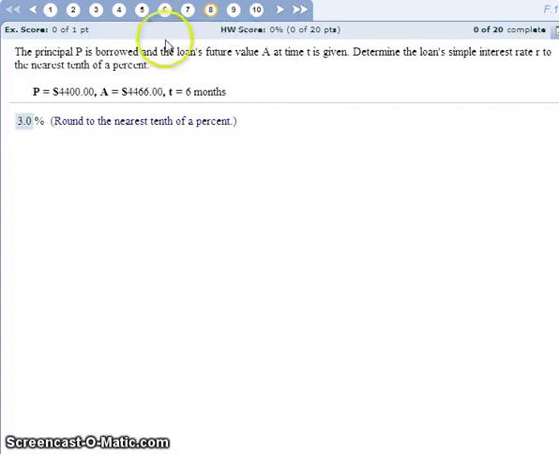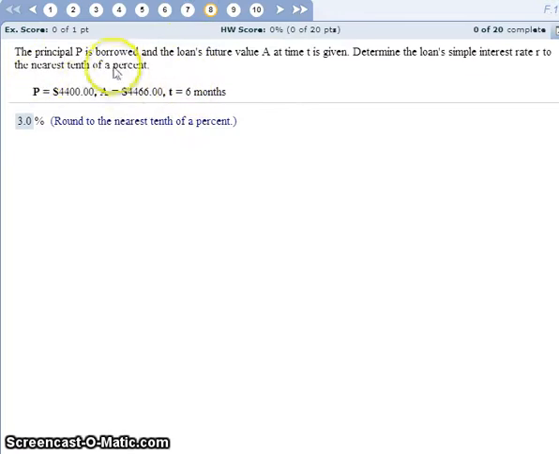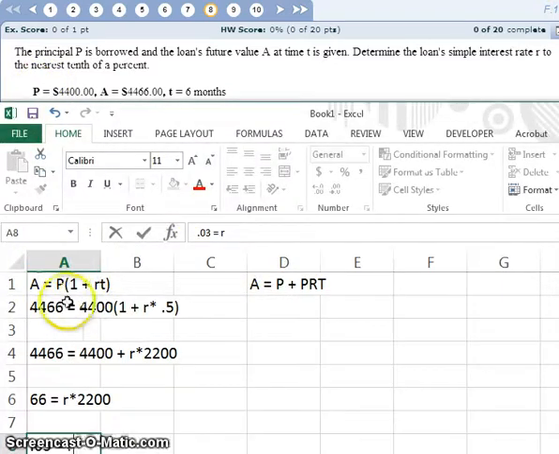For number 8, we're looking at another amount problem, so we'll use the formula that we used in number 7. The scenario here is we borrowed money and we have a total amount owed and our initial principal that we borrowed. So plug everything into the formula, the total amount owed, the principal we originally borrowed, the interest rate's unknown, and the money has been borrowed for half a year, 0.5 of a year, 6 months.